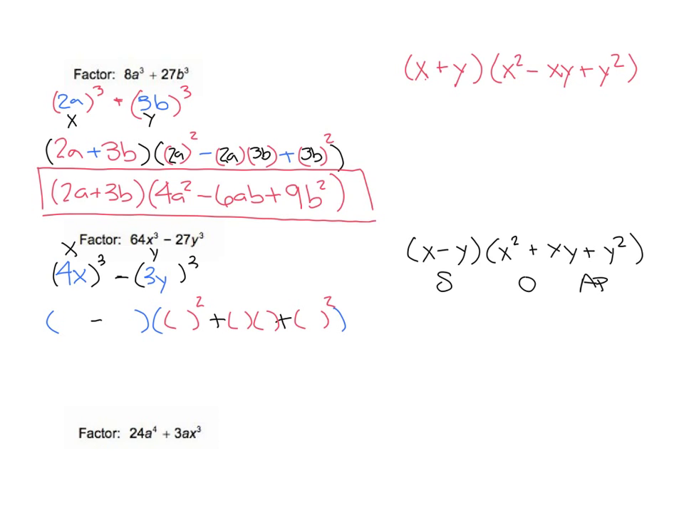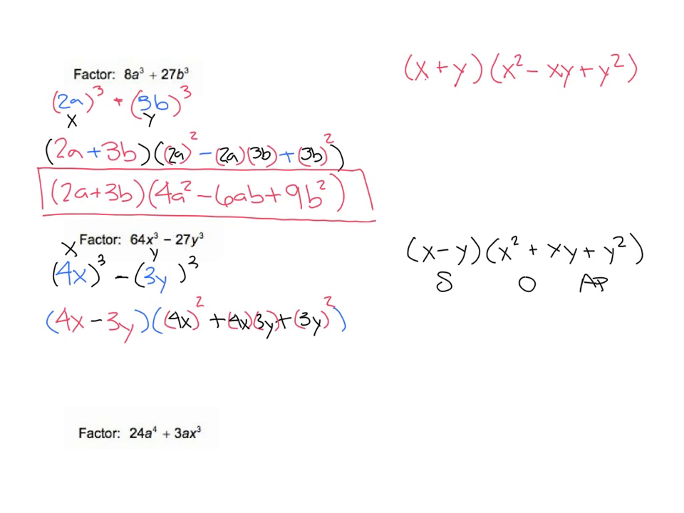All right, so x minus y is in the first parenthesis. So x is just 4x, minus y, which is 3y. Okay, piece of cake, piece of pie. Moving on to the next part, you have x squared, which is 4x squared, plus x times y, which is 4x times 3y, plus y squared, which is 3y squared.